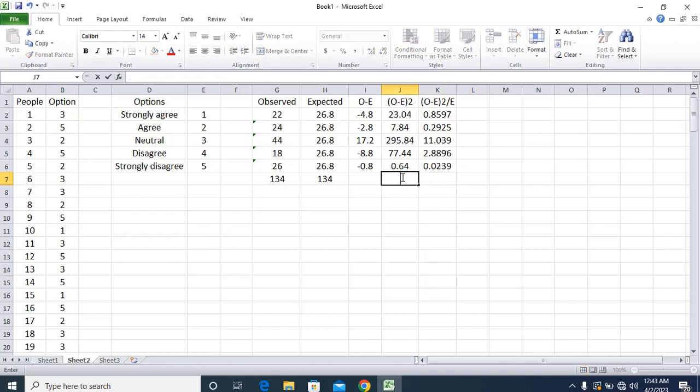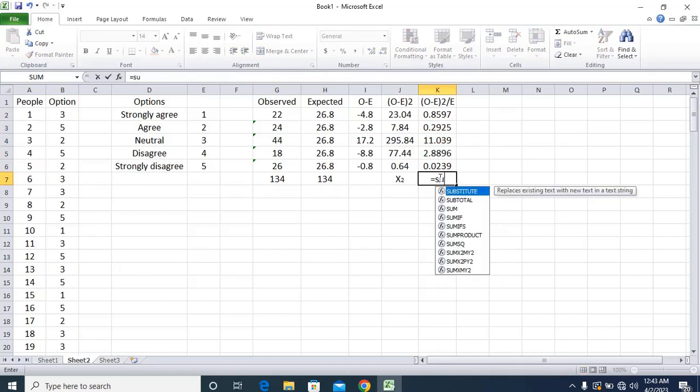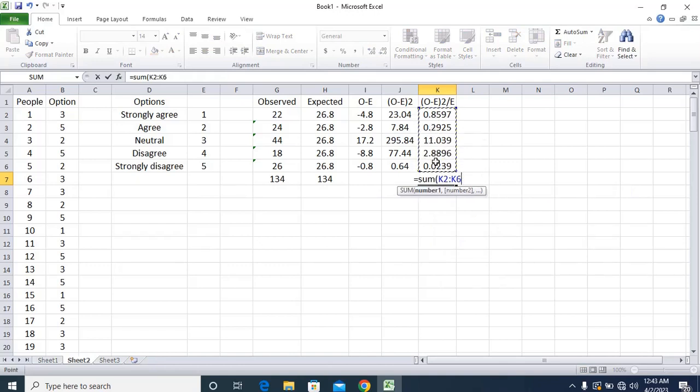The chi-square value is represented by X square. So the chi-square value is the sum of observed minus expected whole square divided by expected value. Now we sum all these: equal to sum, start the bracket, select the data, close the bracket and press enter. This is the chi-square value: 15.104 is the chi-square value.